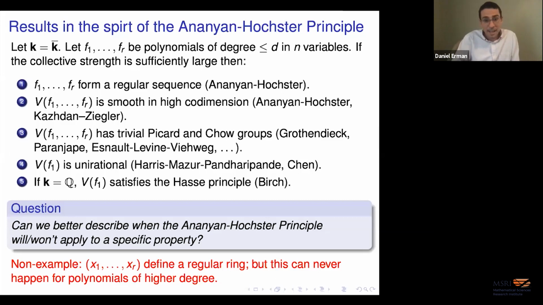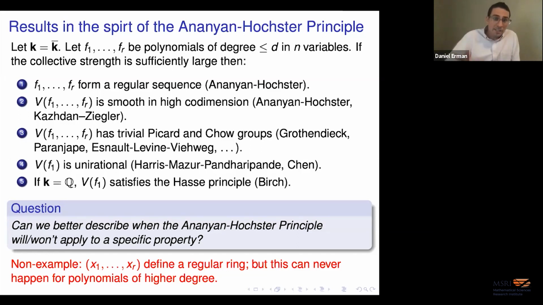And then the last one is for me the most mysterious. It comes from number theory. If you look at the vanishing of x1, that's a linear space. It satisfies the Hasse principle. And the same thing is true for the vanishing of a polynomial of high enough strength. This is an old result of Birch. And then there are some other related results that have appeared in the interim.